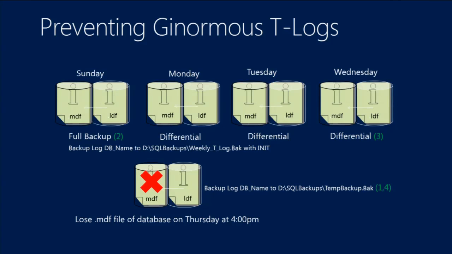I can show it on the file up there maybe. Backup log DB name to some directory with a init, which means overwrite what was there from last week, so you just don't have to accumulate a bunch of them. At that point, it'll back up and truncate the log. That's the problem with the ginormous T logs. We don't issue that backup log DB name up above the full backup right there. That's the safest time to do it, because you just did a full backup.